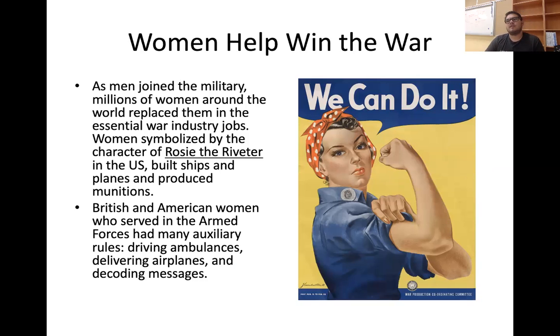But in terms of the actual domestic, which means here in the United States, right, the domestic economy, the domestic factory jobs, a lot of it was women. A lot of it was women. And they did a really good job. And going forward, that's really going to open the eyes of a lot of American companies, saying, we don't need to hire just men to do these jobs. Right? Women are more than capable enough to do it.